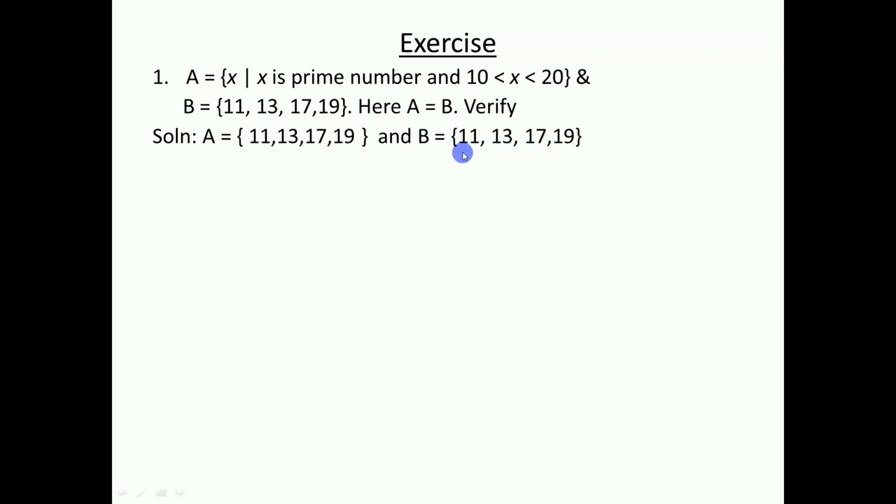Now if you compare both set A and set B, all the elements of set A are present in set B. That is, 11 is present in both the sets, 13 is also present in both of the sets, 17 is present in both of the sets, and 19 is present in both of the sets.